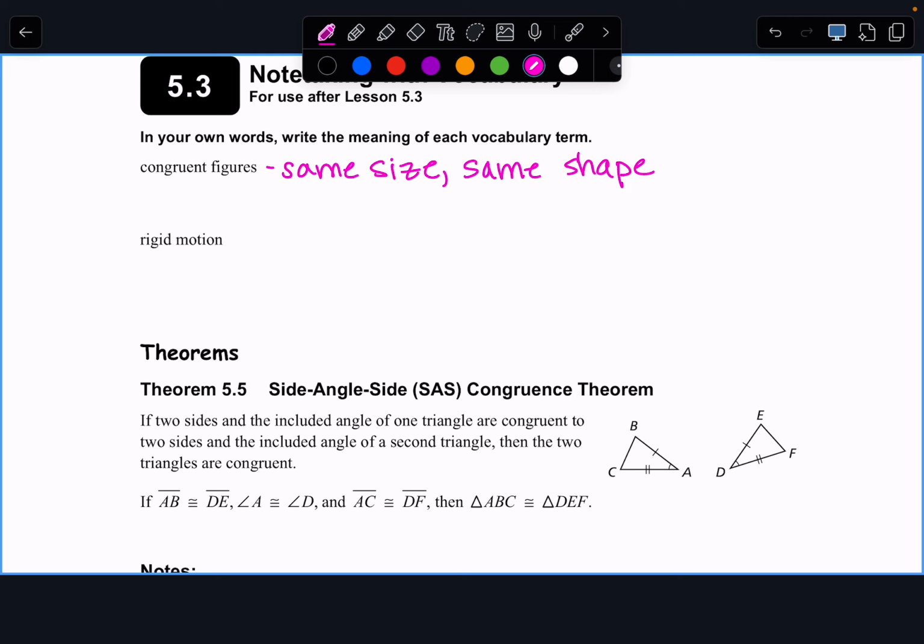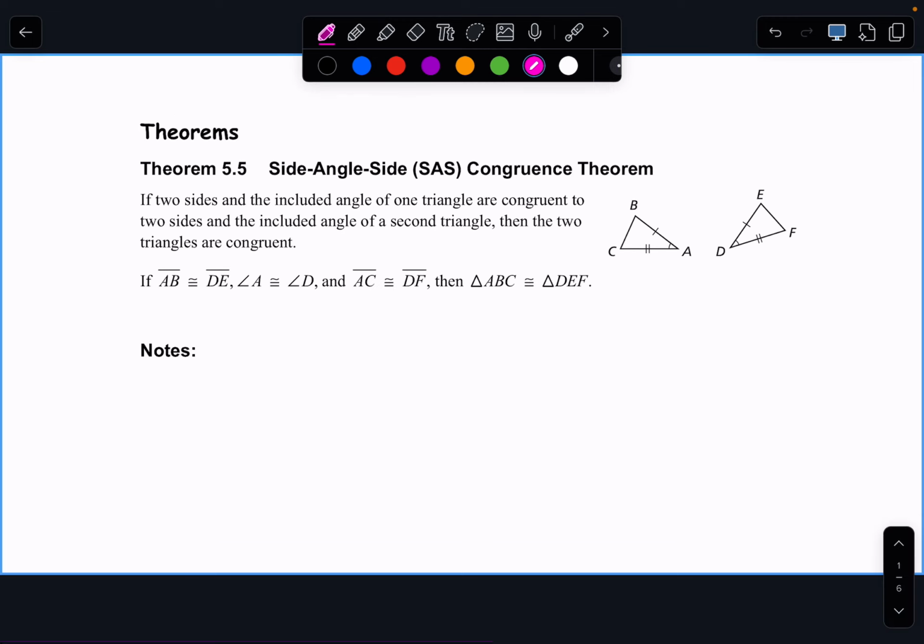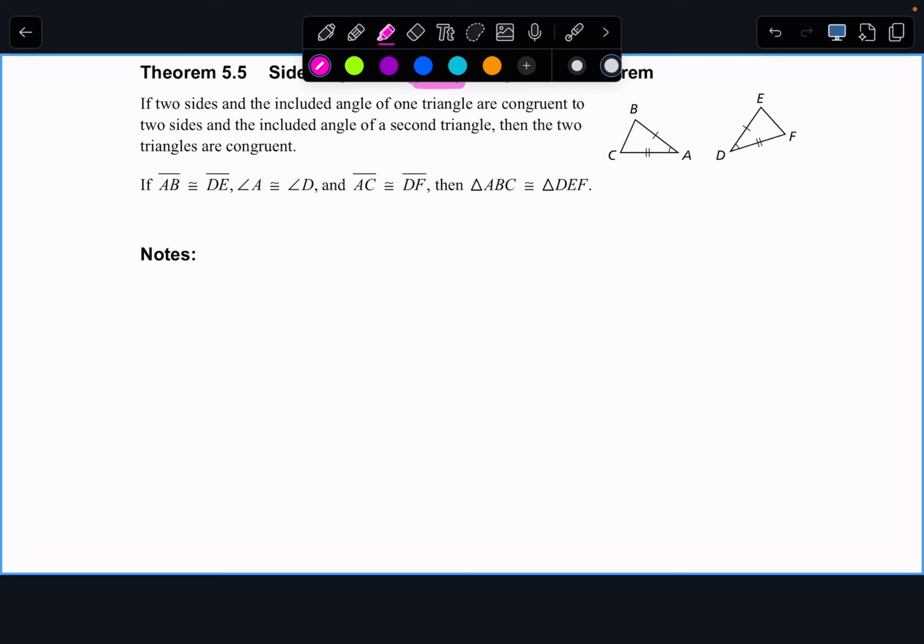Well, what we are going to work with in the next several days is ways where we only know 3 pieces of information, but we can still say, hey, these are congruent. Okay? So the first one, if we can show side angle side congruent to each other, then we can say, hey, we have triangles that are congruent. So let's draw a picture together. Are you ready?